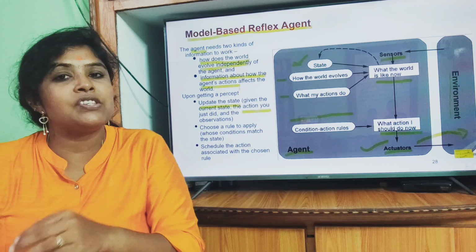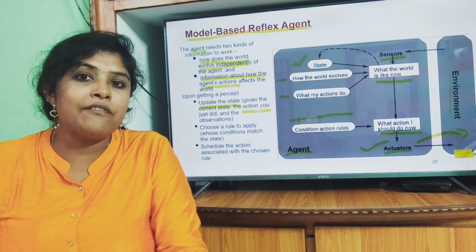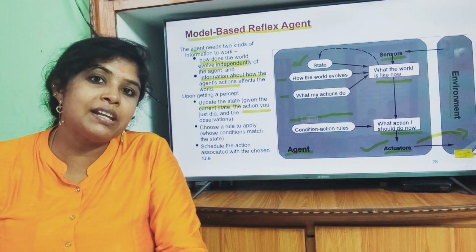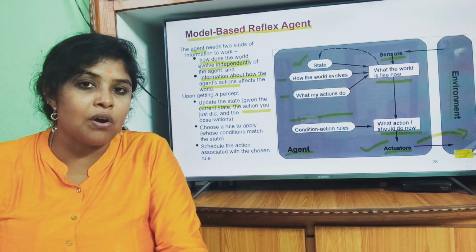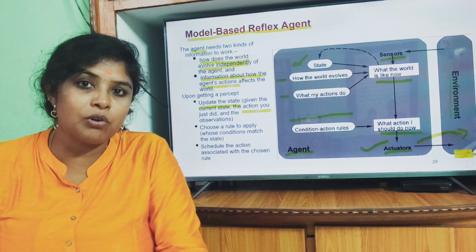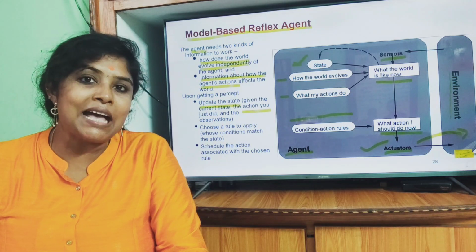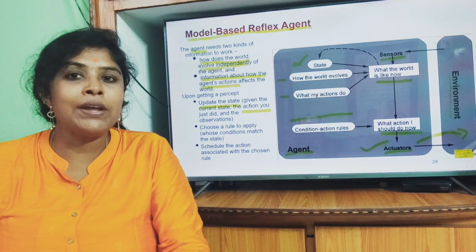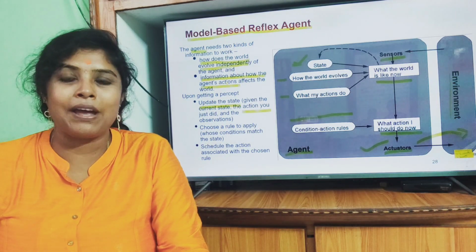This kind of agent can work well even in a partially observable environment, because even though the agent does not receive the complete information about the environment, it already has some prior idea about it. So it can take the decisions based on the prior idea.